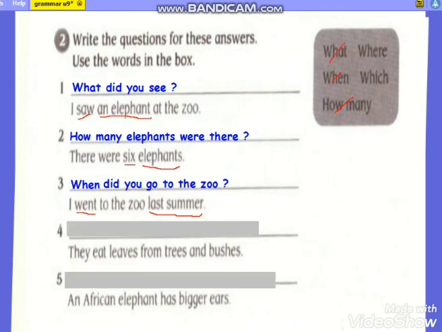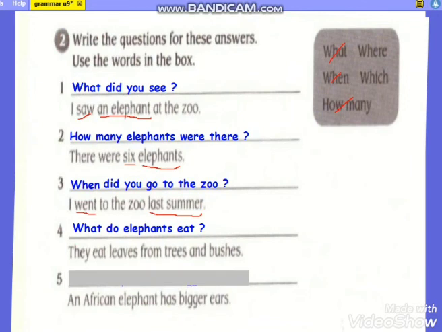Number 4. They eat leaves from trees and bushes. If you look here, the answer is leaves from trees and bushes. So you have to start your question with what? Okay, the verb is eat, so you have to add do because the subject is they. So what do elephants eat? And here is the question.